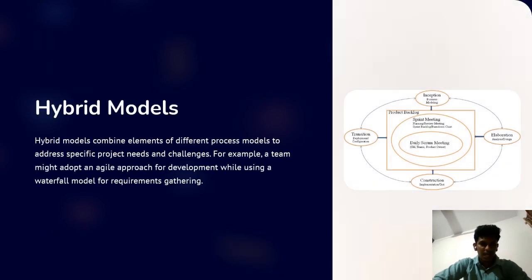Hybrid models. Hybrid models combine elements of different process models to address specific project needs and challenges. For example, a team might adopt an agile approach for development while using a waterfall model for requirements gathering. Here is a sample block diagram of hybrid models, where inception, elaboration, construction, and transition are an exterior and main part of the hybrid models.